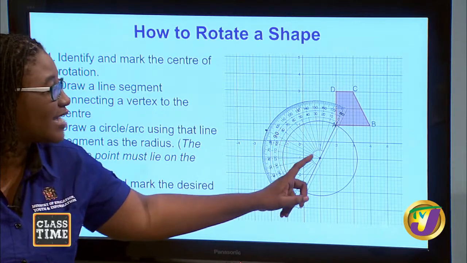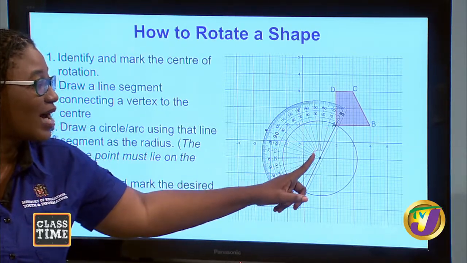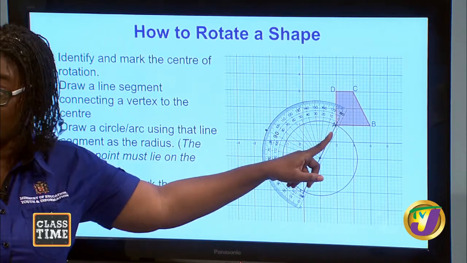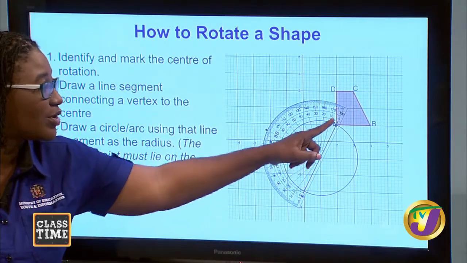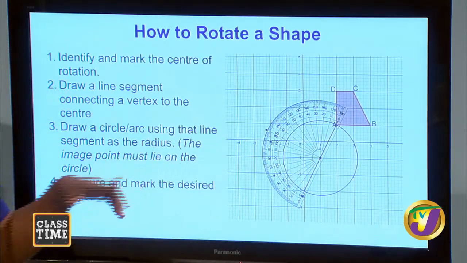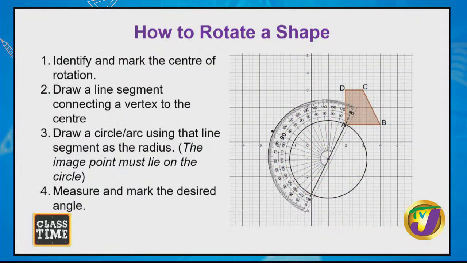And we also need to ensure that the line segment that we had from the center to A in this case is properly aligned with that 0 mark on my protractor. All right, so I just wanted to clear that up and ensure that our students are raring and ready to go.